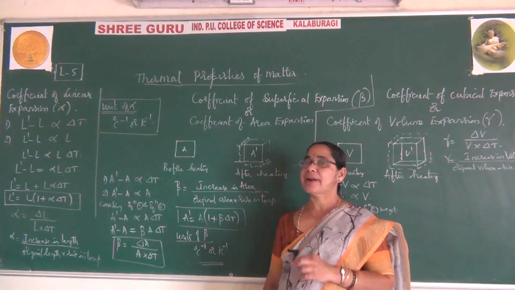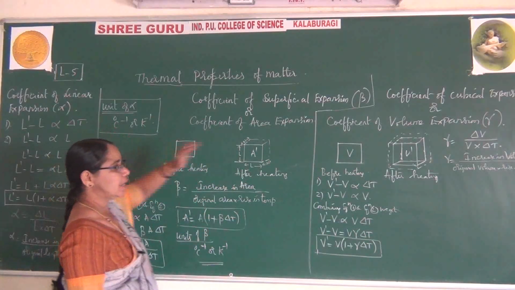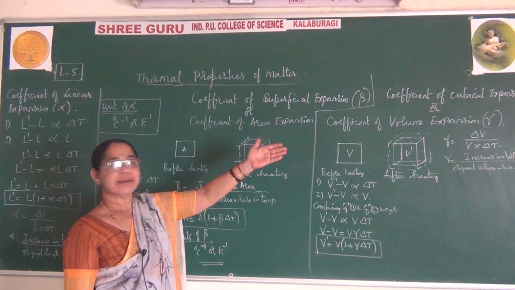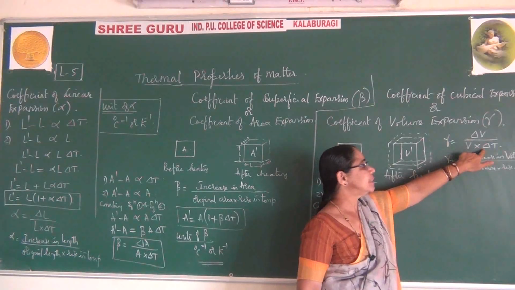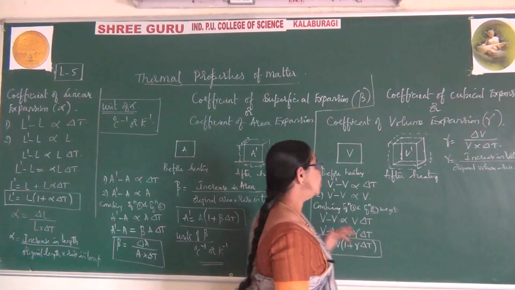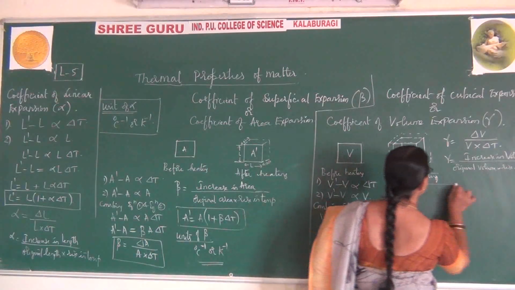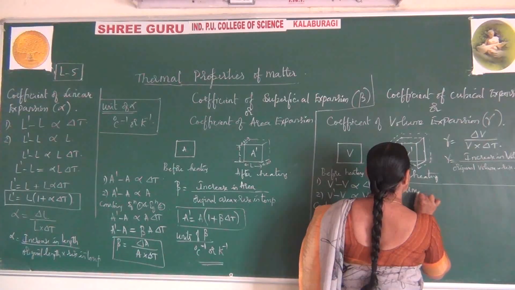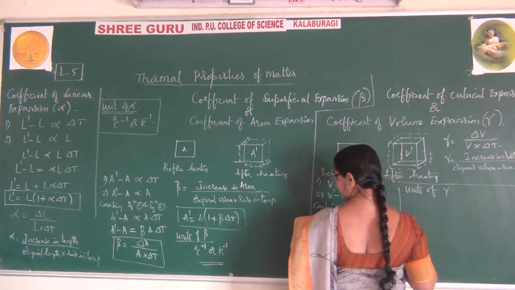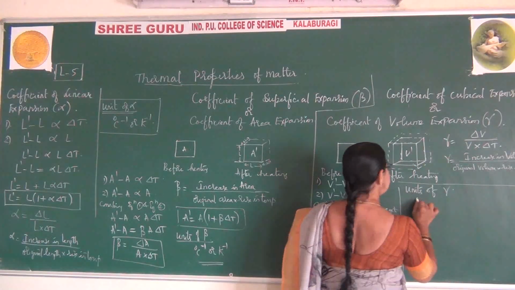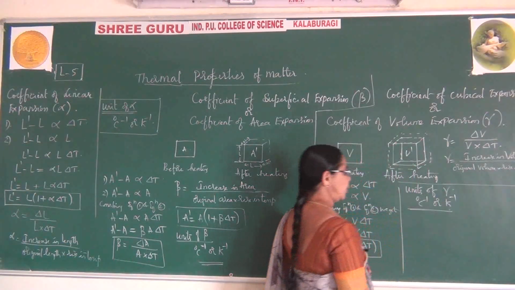Now again I will derive the units for volume expansion. Again I take the help of this formula, because the original volume and the increase in volume both have the same units, due to which they get cancelled. Only temperature remains, which is in the denominator. So the units of gamma I can write as per degree rise in temperature or per Kelvin.